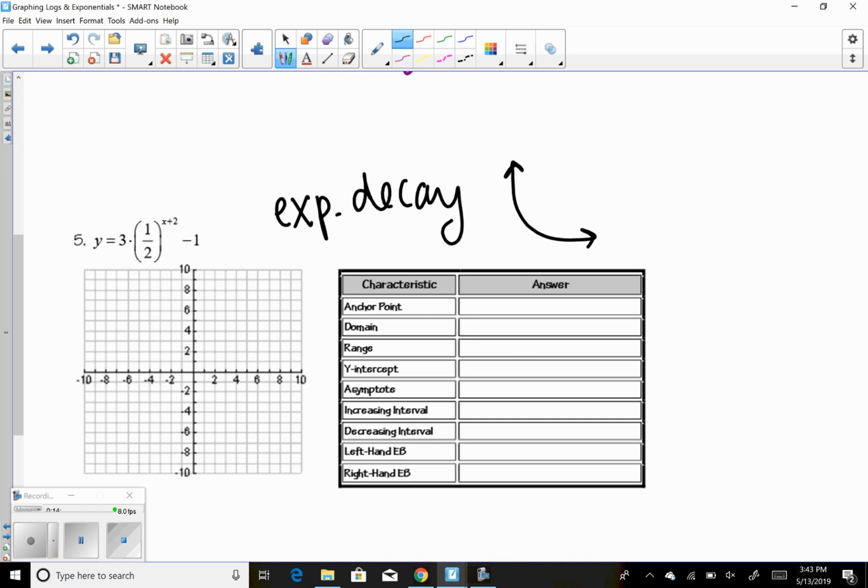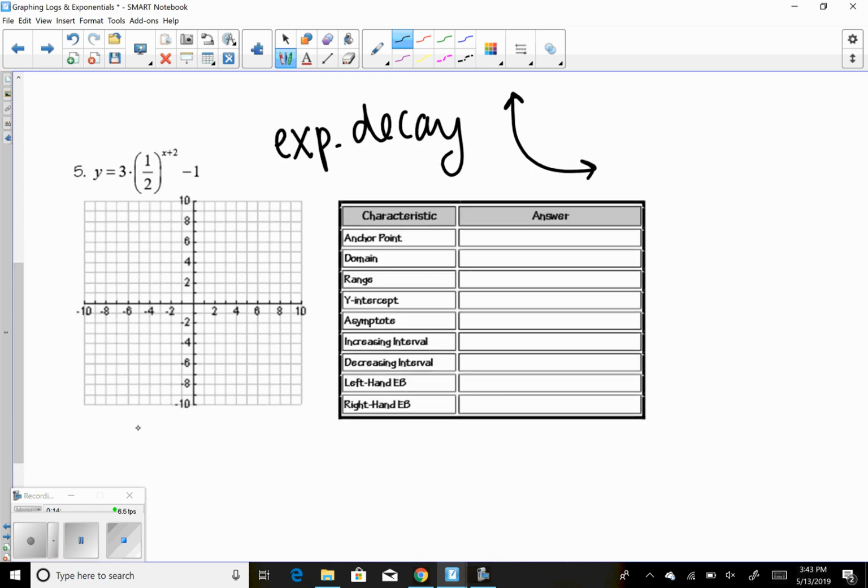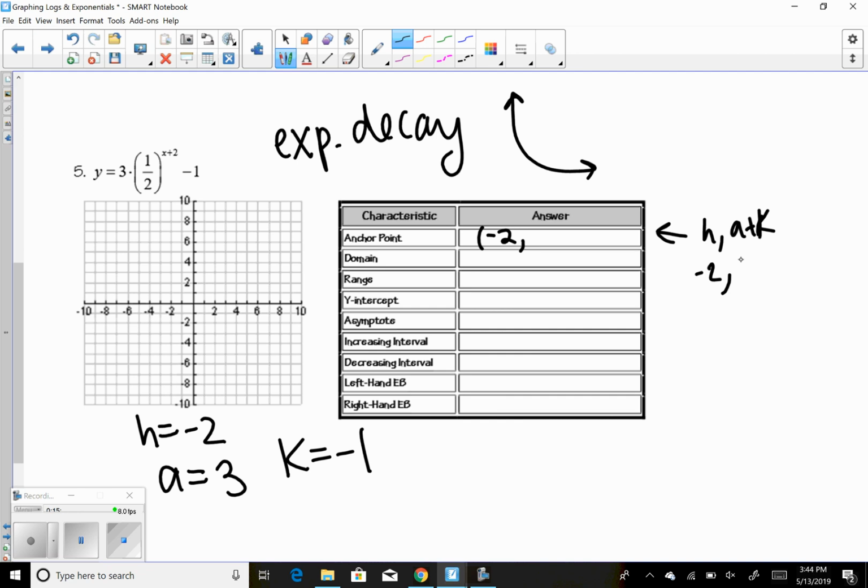All right, so I need a, h, and k, right? h comes from up here, negative 2. a is what's in the front, that's a 3. k is your vertical shift, negative 1. Anchor point, remember, (h, a + k). All right, so negative 2, and a was 3, minus 1. That's a 2. Negative 2, 2. So I got that. I also know my asymptote comes from back here in the back. y. So exponential gets the y equals negative 1.